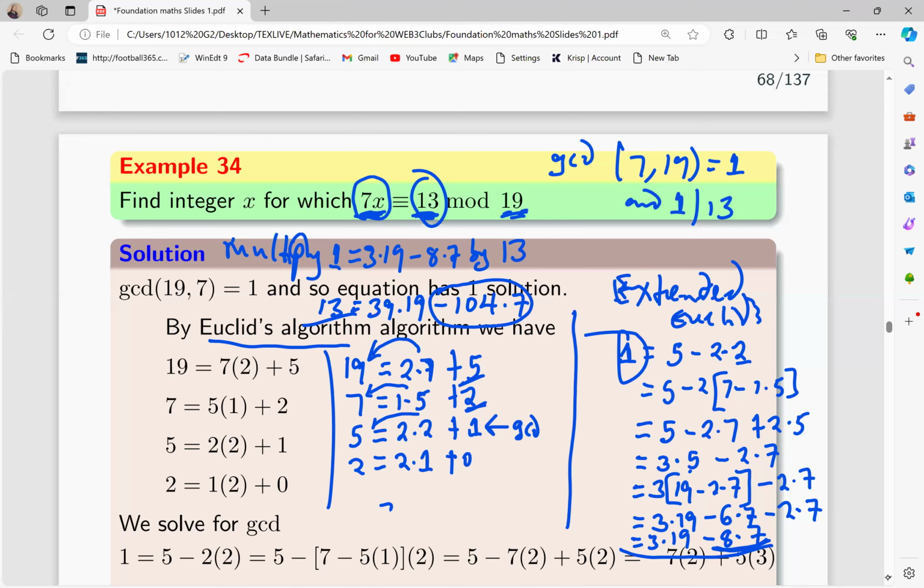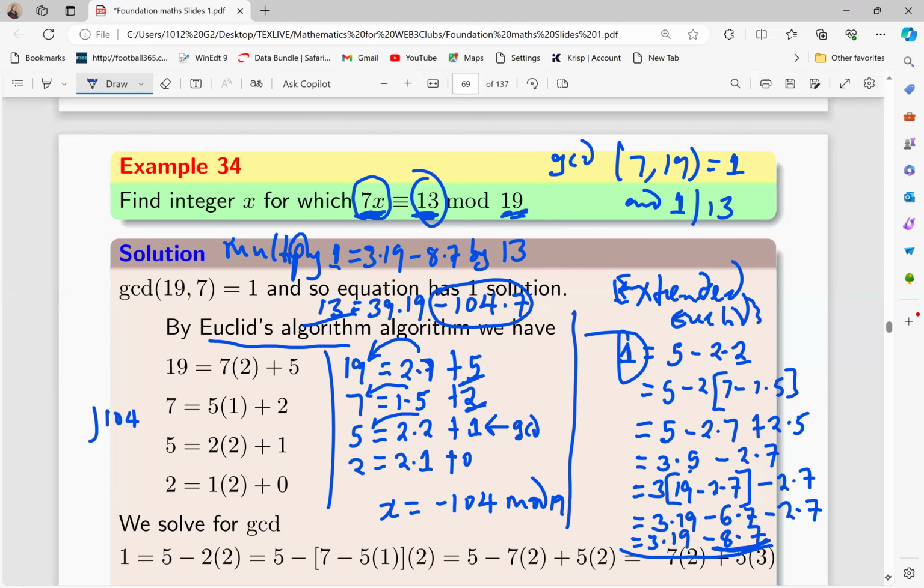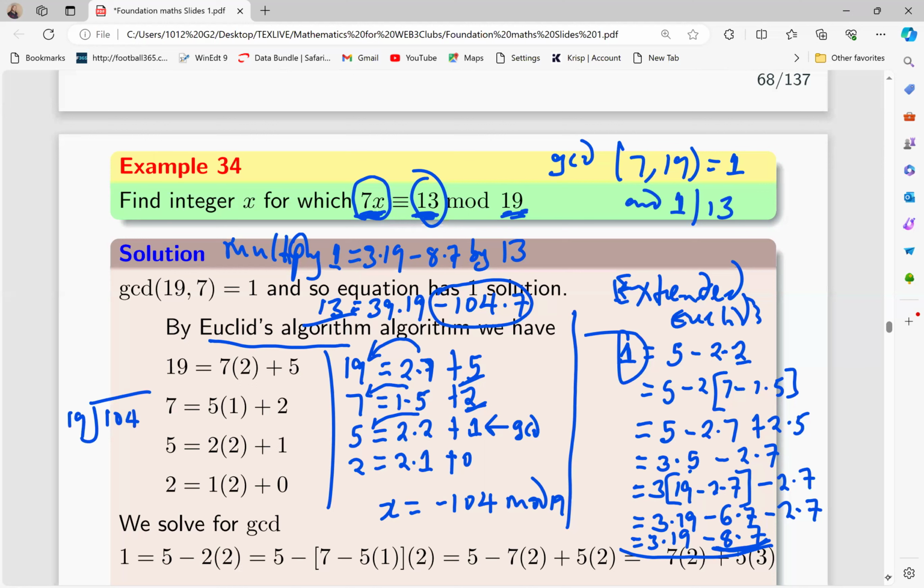That number is negative 104 mod 19. So we ask ourselves, supposing 104 did not have a negative sign, how many times would 19 go there? 19 would go there 5.4. So that means this same 19 can go into negative 104 negative 6 times.